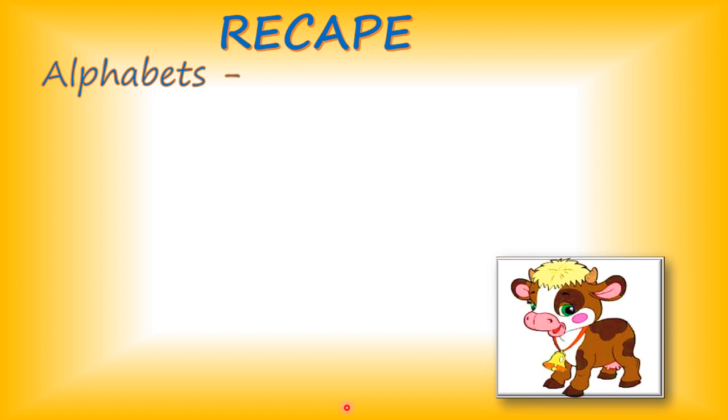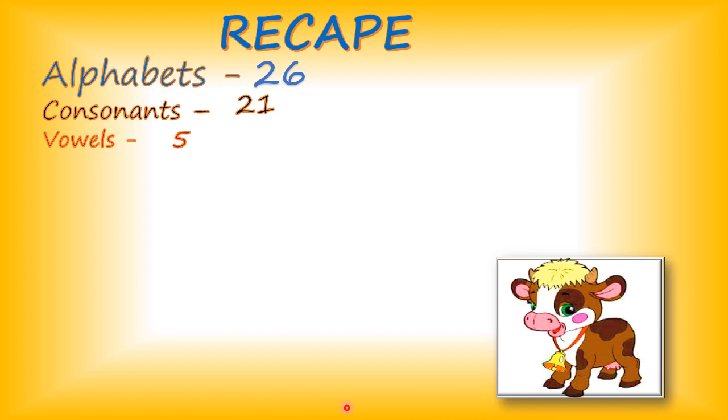Children, how many alphabets are there in English? 26 alphabets. Is there any division of these 26 alphabets? Yes. What is that? Consonants and vowels. How many consonants are there? 21. And what about vowels? 5 vowels. So, with the help of these 26 alphabets, children, we can write a book.